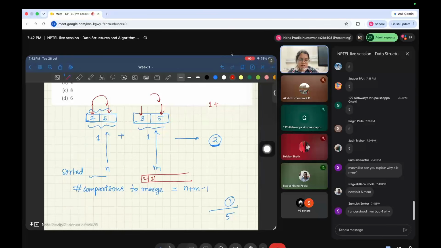Now you're comparing 6 and 5, and you write 5. The remaining element is 6, right? So how many comparisons did you make? You made 1 plus 1 plus 1, which is 3 comparisons, which gives you 5.